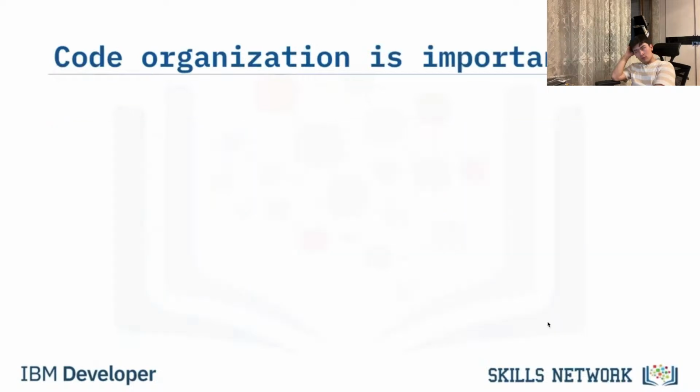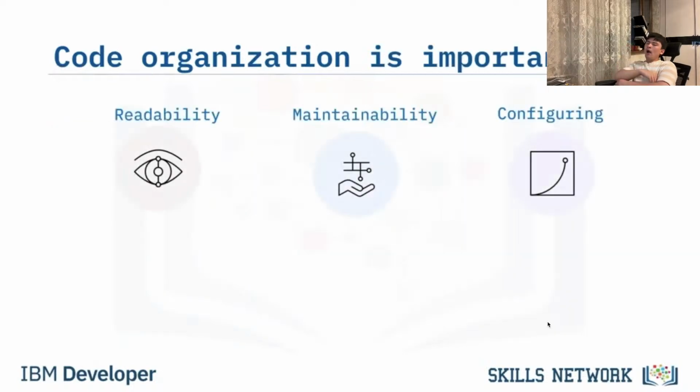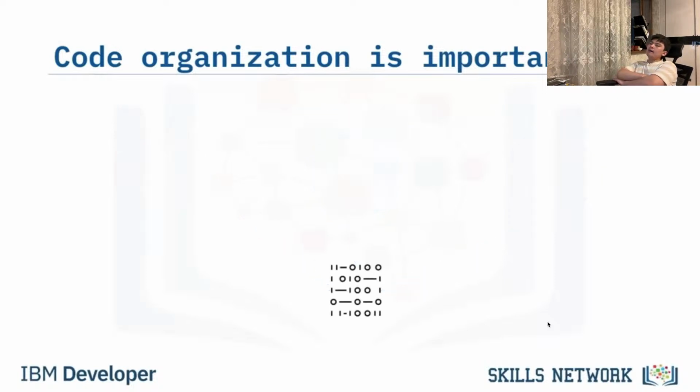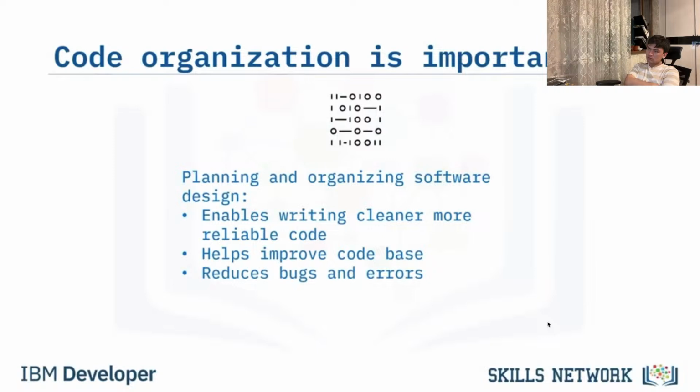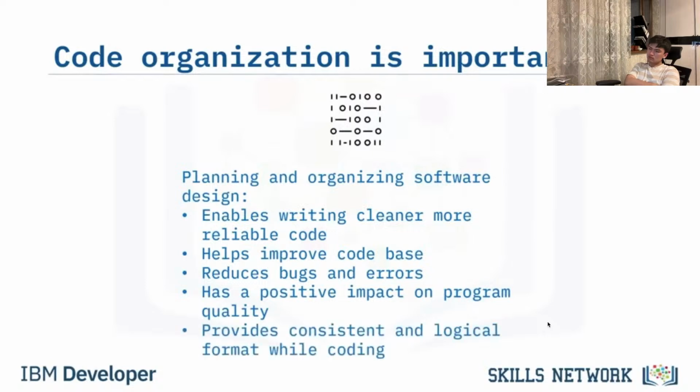Organizing is very important when it comes to reading, maintaining, and configuring code. Well-planned out software design, usually using one of several methods, helps programmers write cleaner and more reliable code. Planning out code in a visual format helps improve the code base once it is written and reduces the chance of bugs and errors throughout the lifespan of a project. Organizing code before programming has a positive impact on the quality of the program and helps provide a consistent and logical format to use while coding.